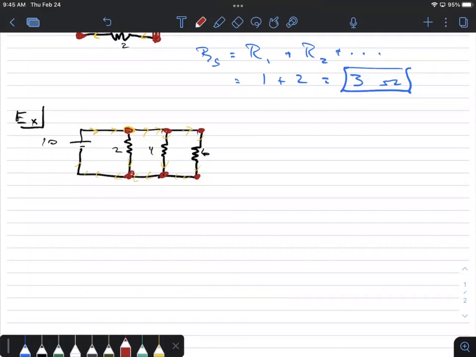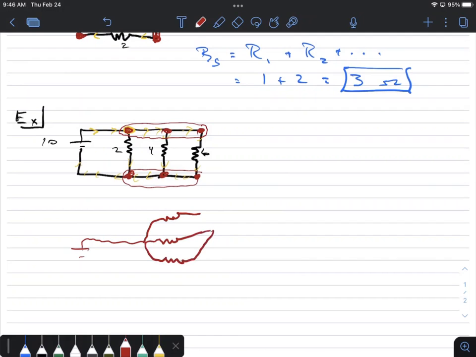Well, notice at the top, those 3 nodes, there's nothing in between them except for wire. So really, all 3 of these nodes are just one big node. And the same goes for the bottom. In fact, if I wanted to, I could think of this circuit as looking something like this. These two circuits are the same circuit.